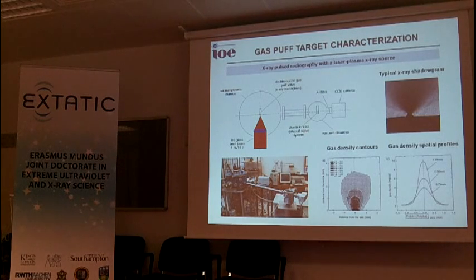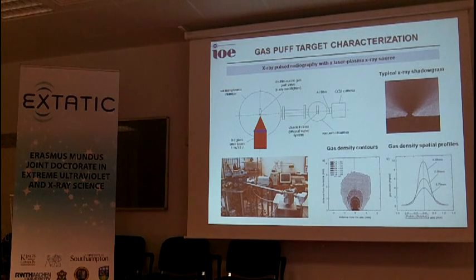You can use interferometry, refractometry, but we are using X-ray radiography with a laser plasma X-ray source, which illuminates the target under study, and on the CCD camera we obtain such a shadow, and after processing we can obtain the gas density contours, the gas density profile. So you see that it's not like a real jet, it's like a ball. So that's why we prefer to call this a gas puff target.